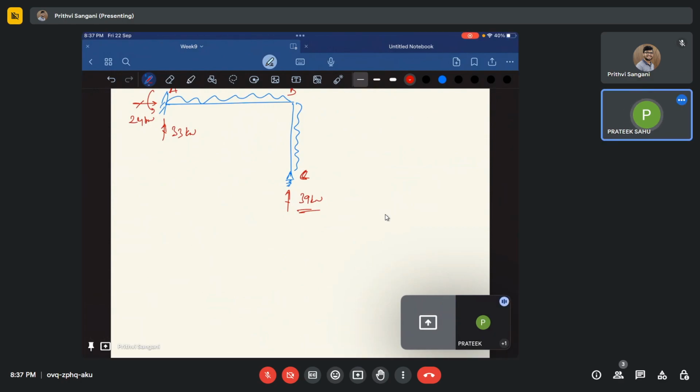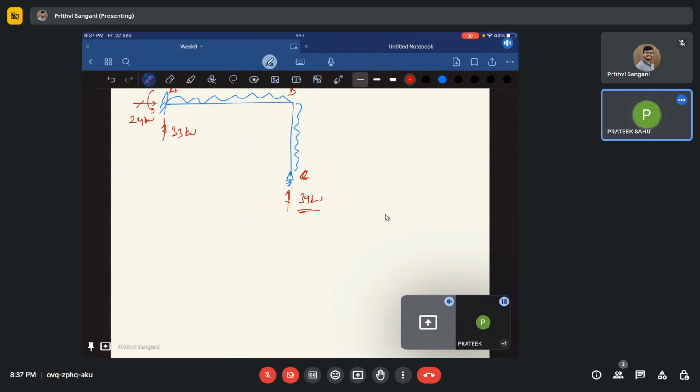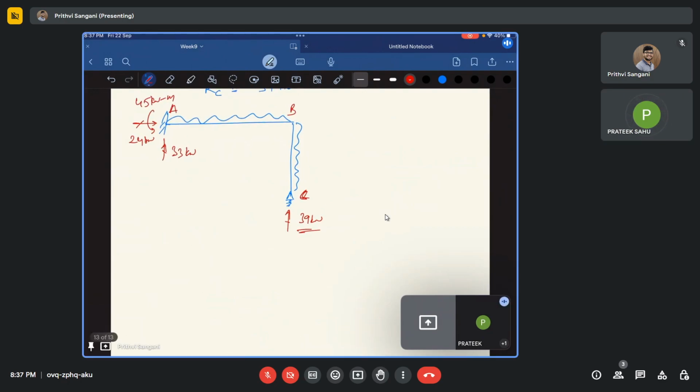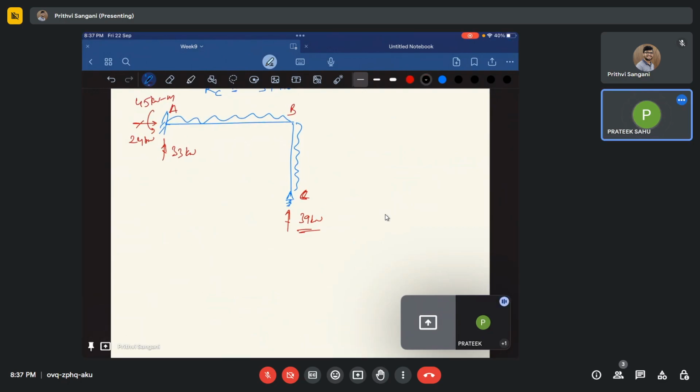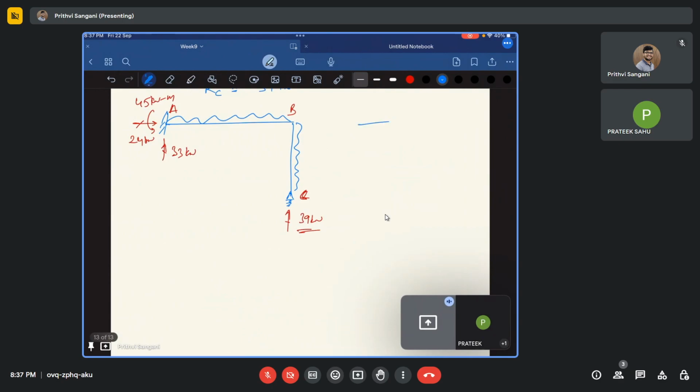So just adding both displacements. No, you can use the unit load method in this. Yes, sir. So maybe I can explain. I think you have understood it, but you are not able to tell me.